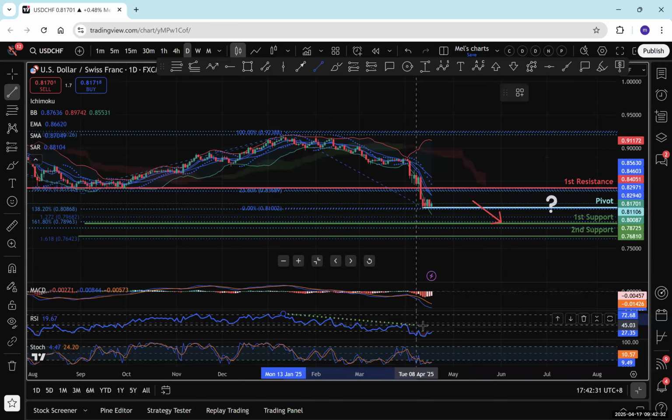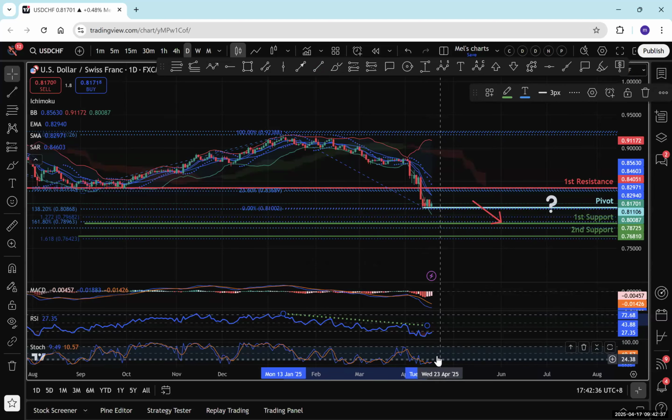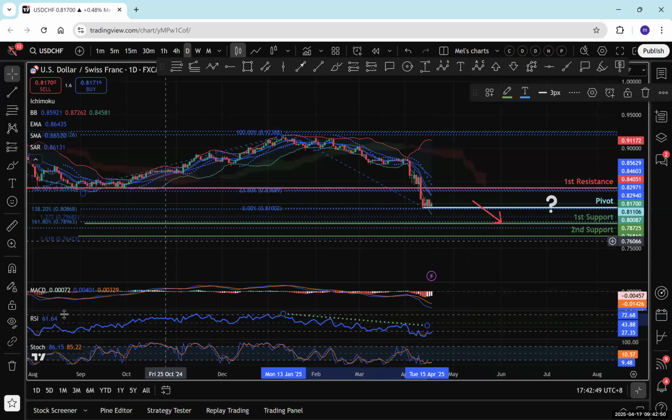Okay, here it's moving in a descending trend line as well. But now both of the momentum indicators are showing us that prices are moving into the oversold regions. So again, we might see a bit of a rebound there. Okay, at our pivot.